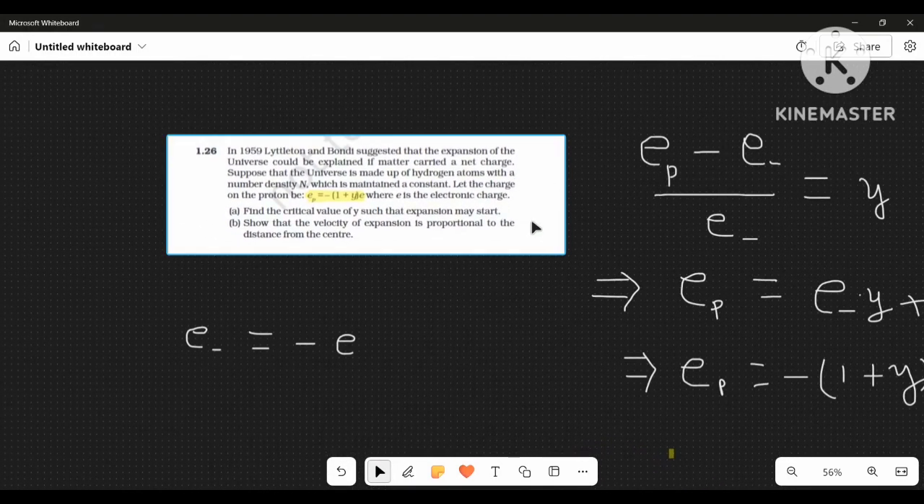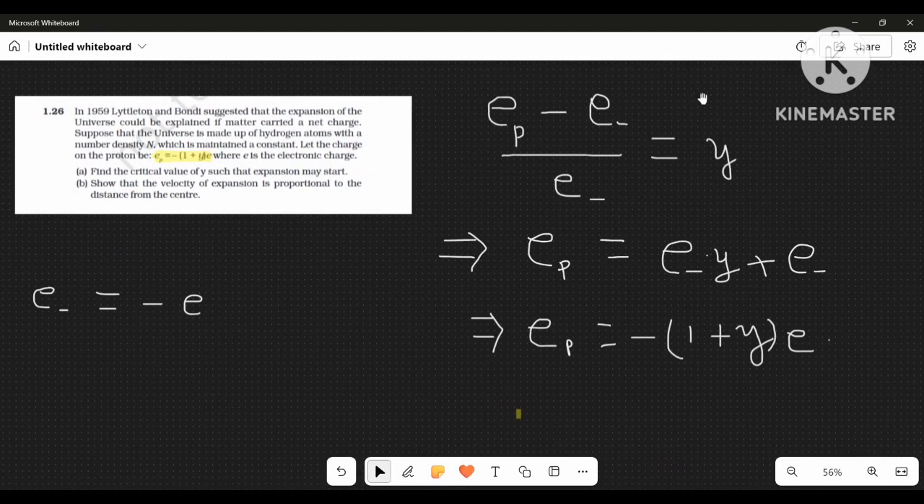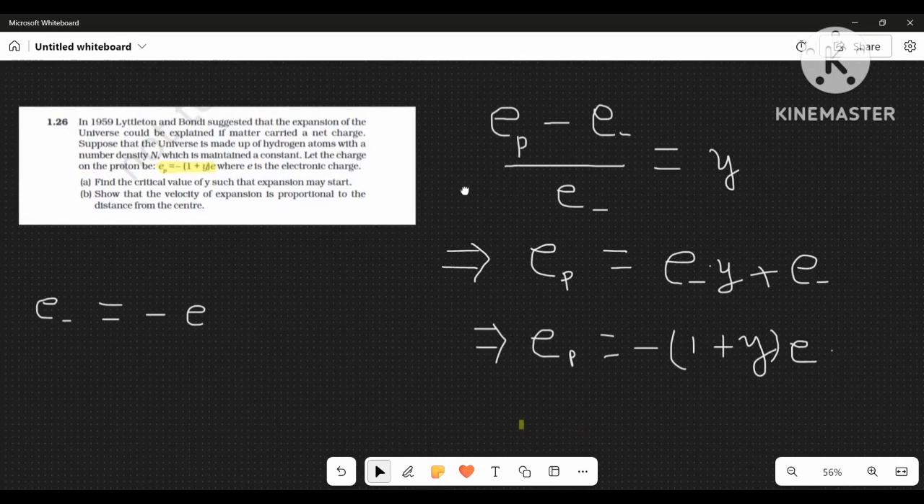Now I hope this part is clear. This is the background which should have been given. Basically, this theory of Littleton and Bondi about matter carrying some net charge, to explain the expansion of the universe, is supporting the theory given by Hubble. Hubble's theory about the expansion of the observable universe is heavily supported by this type of problem, and you will understand what I'm trying to say after we solve this problem.